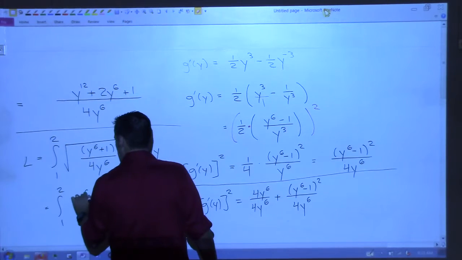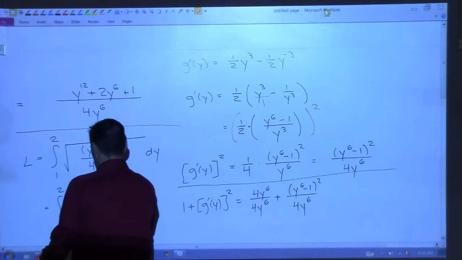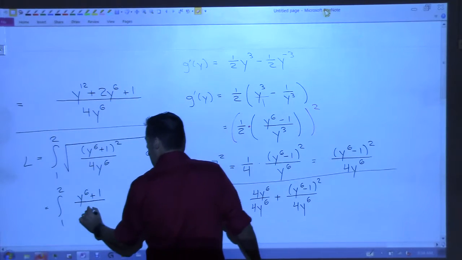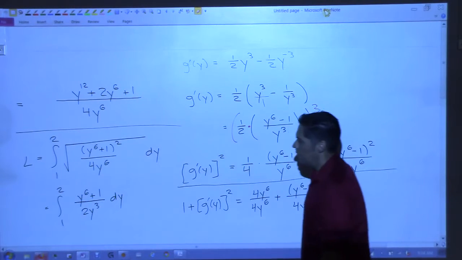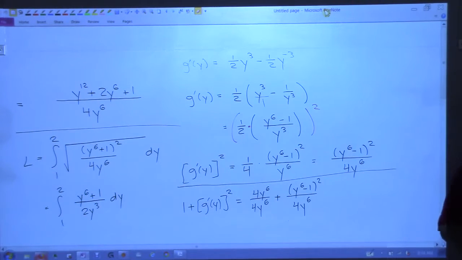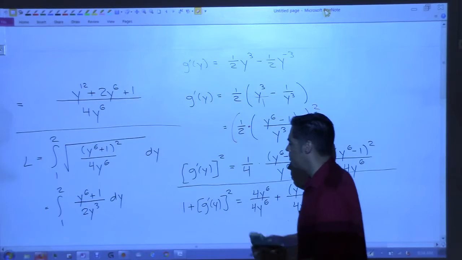And y to the 6th plus 1 over 4y, not 4y to the 6th, over what? 2y to the 3rd. I forgot to take the square root. dy. There we go. So we do root on top and bottom. And now I can split that into two terms again. Right? I can do y to the 6th over 2y cubed, and then I can do the other one.